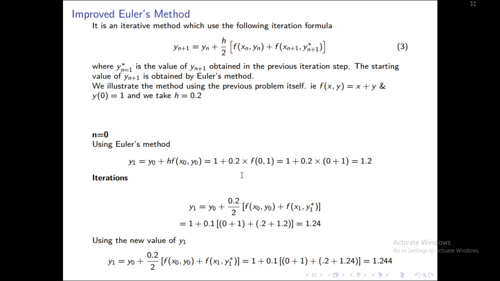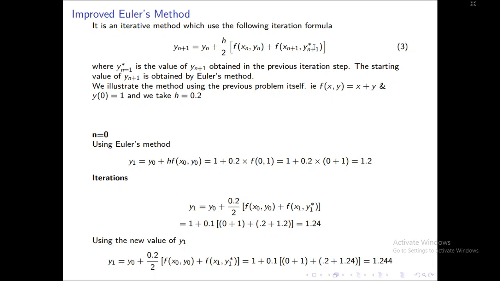It's an iterative method. Here, obviously, yn plus 1, the value of y at the n plus 1 point, is represented in terms of yn, f of xn, yn, and f of xn plus 1, yn plus 1. That is the slope at the point xn, yn and the slope at the point xn plus 1, yn plus 1.